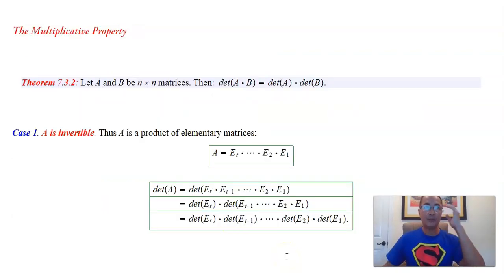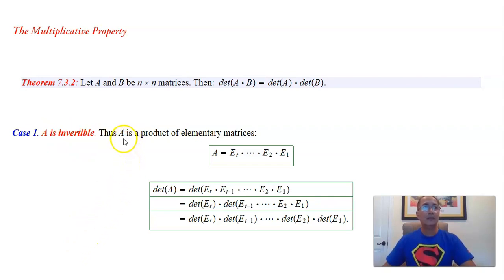Now that we have proven the first property, we're going to use it to prove the second property, which is the multiplicative property. Suppose that A and B are n by n matrices. Then the determinant of the product A times B is the product of the determinant of A with the determinant of B. In this proof, we will again use a case-by-case analysis, but slightly different. In the first case, A is invertible. Obviously in the second case, A will not be invertible.